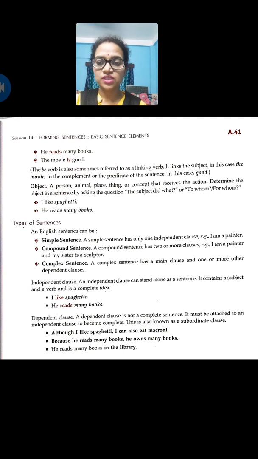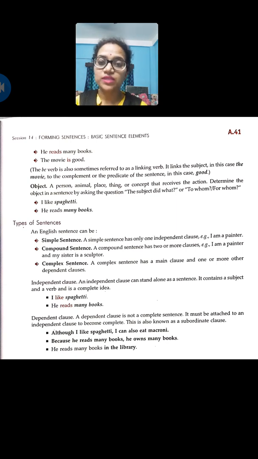Let's move on to the types of sentences. As we discussed, in this chapter we are going to learn how to write a simple sentence, a compound sentence, and a complex sentence. So, let's first start with a simple sentence. A simple sentence consists of only one independent clause. Suppose, for example, I am a painter. This is a simple independent clause. The single sentence itself gives a proper meaning. It does not have to depend on some other sentence to give a proper meaning.